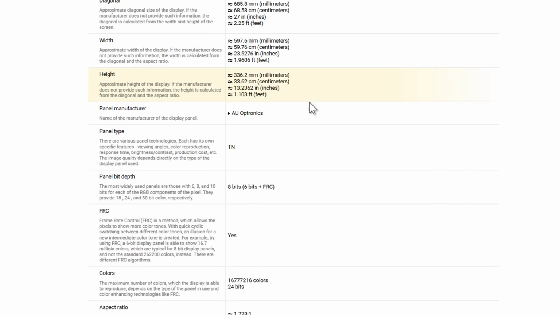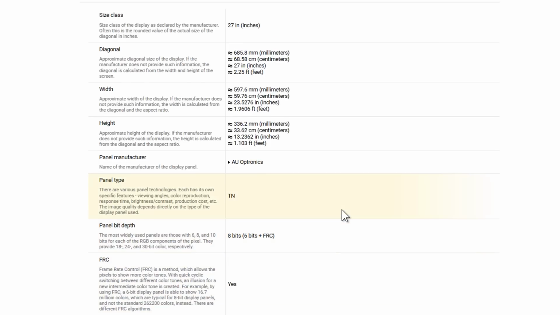The panel manufacturer is Optronics, which is a very good manufacturer. The panel type is TN. The panel bit depth is 8 bits, 6 bits plus FRC. And the FRC is registered as yes, with colors at 16 millions. So what's wrong with this monitor? The only thing really that goes against this monitor when working with Photoshop is this panel type, TN.